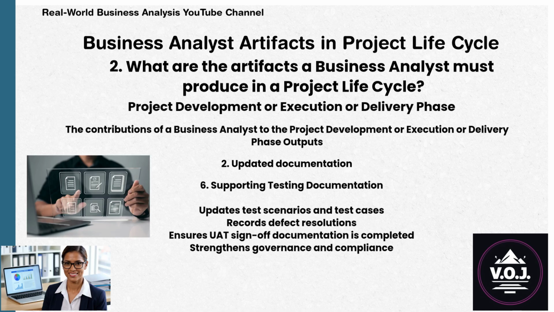Number 6 is supporting testing documentation. The BA updates test scenarios and test cases. Records defect resolutions. Ensures UAT sign-off documentation is completed. And strengthens governance and compliance.